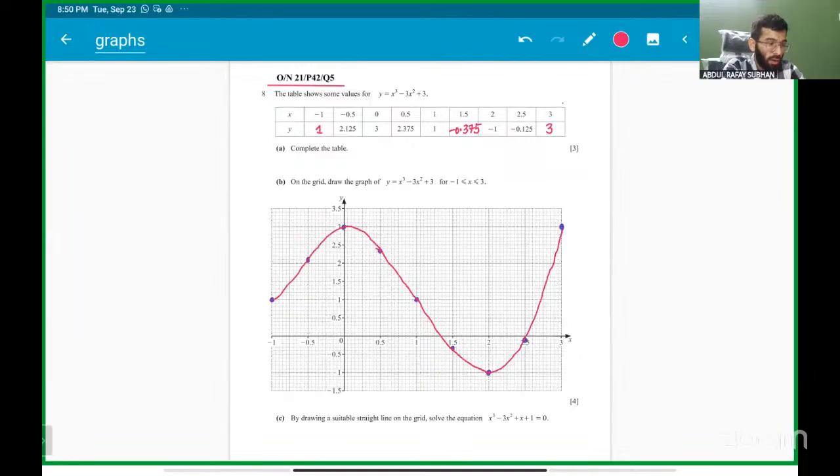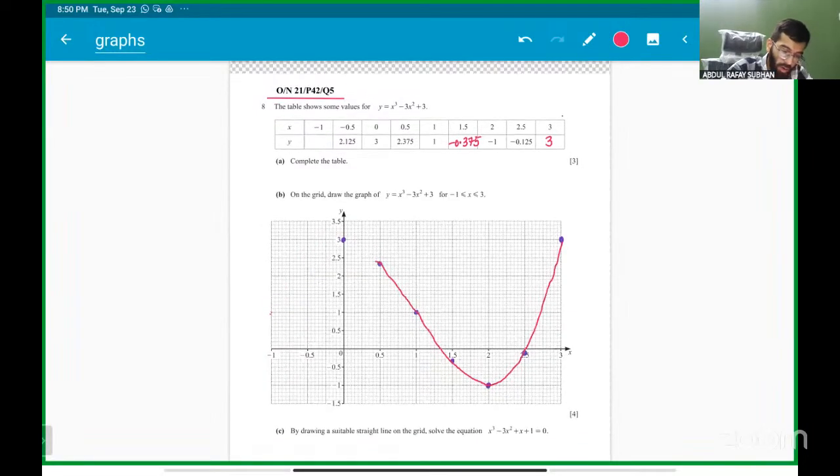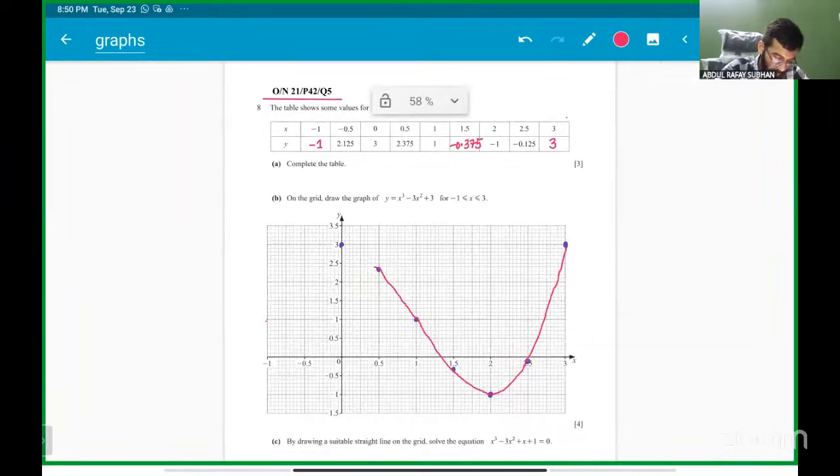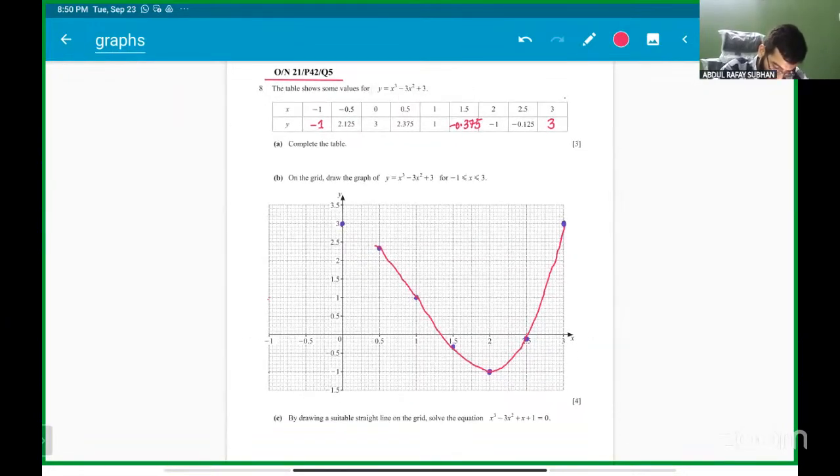-1 cube -3 times of -1 square plus 3. Yes, see, I'm saying that I'm doing something wrong. This value nobody pointed out. When x is -1, y is also coming -1. Okay? So that's the issue. When x is -1, y is coming -1, which nobody pointed out. So this is the mistake. That's why the graph was not going in the original form. This will be the point here. Now the graph will be smooth.